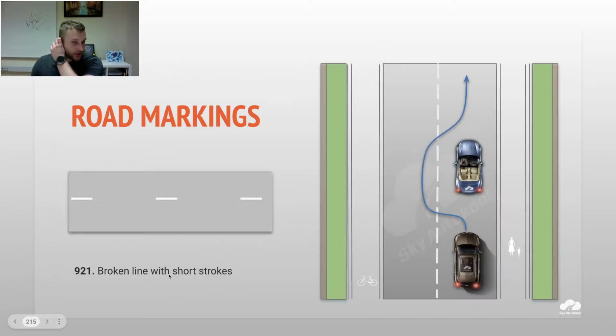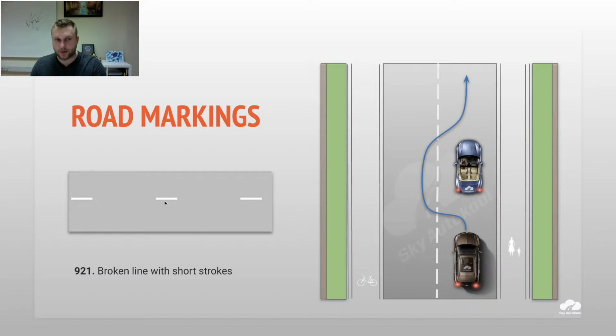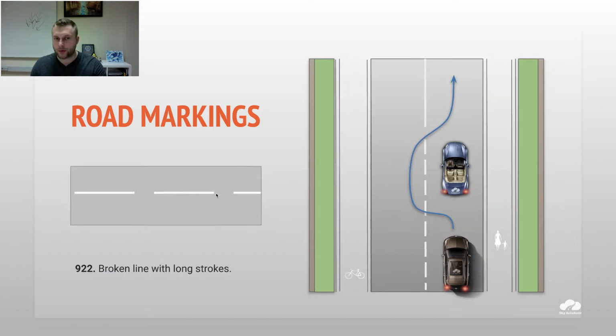Yeah, broken line with short strokes, the casual one. So of course you can cross it from both sides, doesn't matter. Just dividing the lanes and traffic volumes. Broken line with long strokes. You see, they are longer than this one. It means that soon we'll start the solid line. So if you plan to make a maneuver, better to make it quickly because soon it will be the solid line. And as you already know, a solid line you cannot cross.